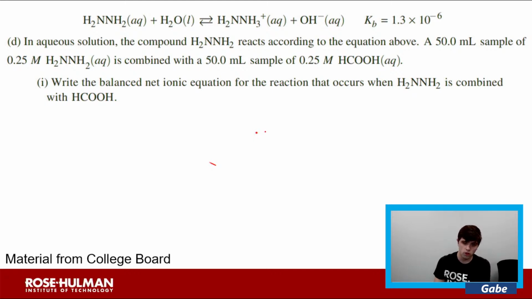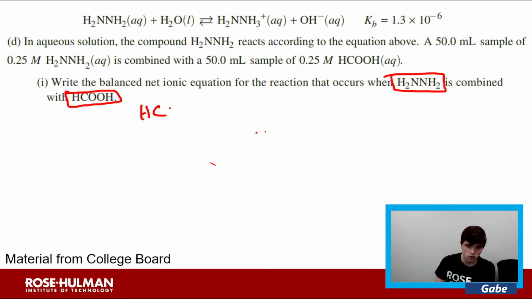So, we're looking at our two compounds that we're given. So we're given H2NNH2 right there, and HCOOH. Now, we're going to combine these two so we can write our initial reactants because we know we are given these.